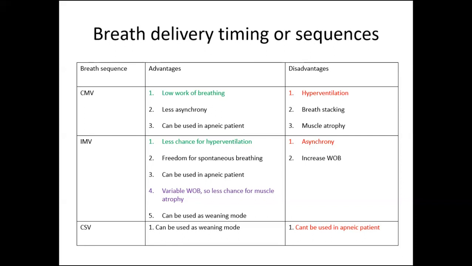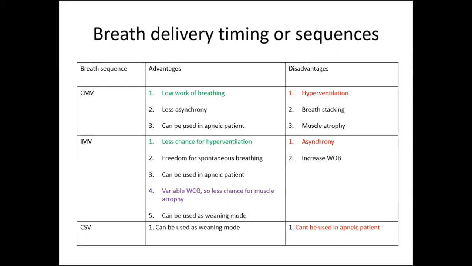In IMV, there's less chance for hyperventilation because you are not going to support the spontaneous breaths fully, and you will allow spontaneous breathing. You just allow them spontaneous breathing, and you can use it in an apneic patient as well. Because if the patient is apneic, how will IMV mode behave?